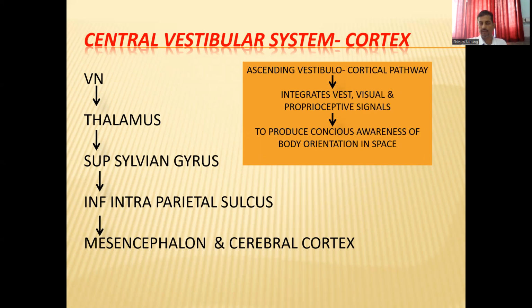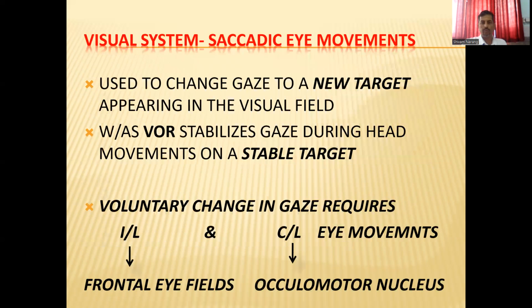Our brain knows where exactly our body is, maintaining the posture. So it is the orientation of your posture, the three-dimensional orientation, and that is done by this vestibulocortical pathway.